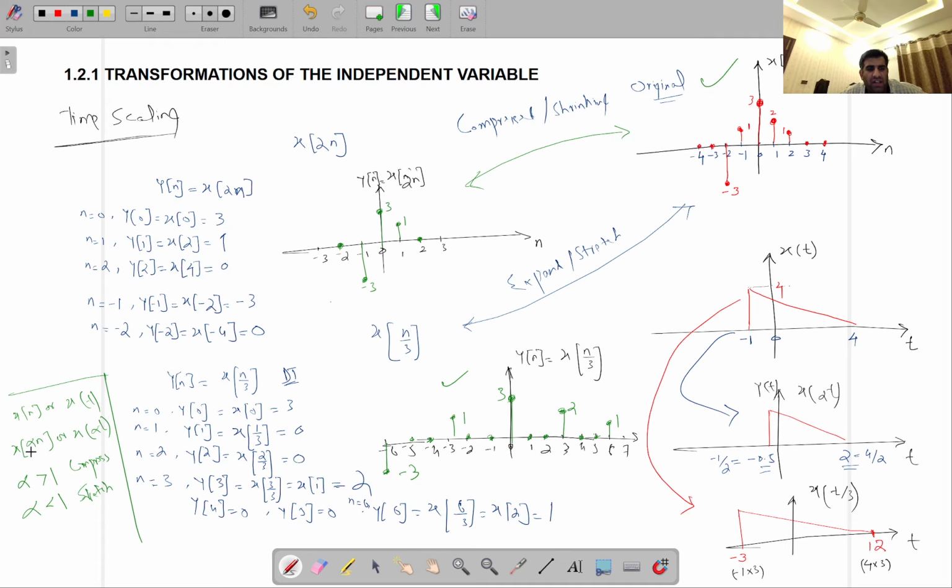So this is the generalized expression now. But the idea is very simple. If the independent variable is multiplied by a factor greater than 1, it's the compression. And if the independent variable is divided by some factor, like over here n upon 3, it's going to expand or stretch your signal. So this is the time scaling property, another very useful property which we are going to explore more in the future clips. Thank you.